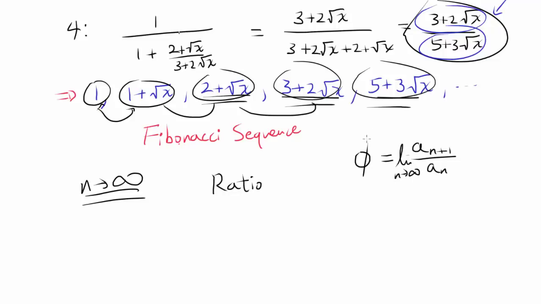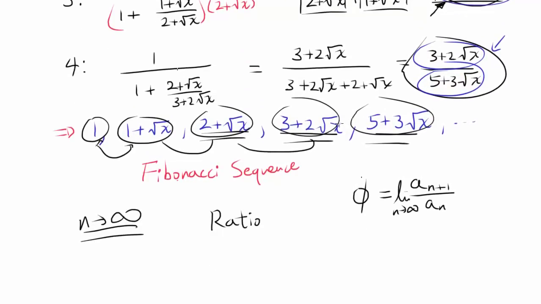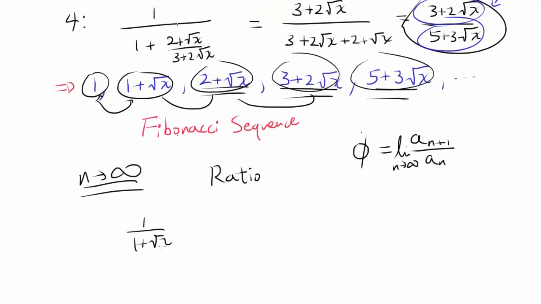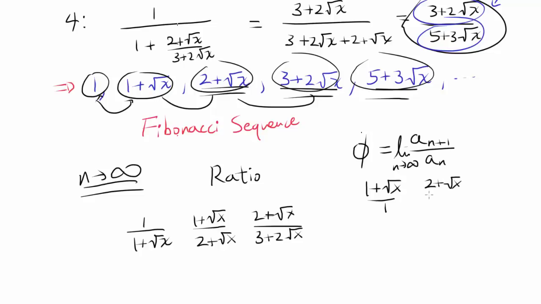In that case, you're doing 1 over 1 plus square root of x, then 1 plus square root of x over 2 plus square root of x, then 2 plus square root of x over 3 plus 2 times square root of x. For the golden ratio, we are doing it backwards. We are doing a sub n plus 1 over a sub n. In that case, you are doing something like this. 1 plus square root of x over 1, then 2 plus square root of x over 1 plus square root of x, and 3 plus 2 times square root of x over 2 plus square root of x. So in our case, you are basically flipping the golden ratio, and you also have this limit as n is approaching infinity.